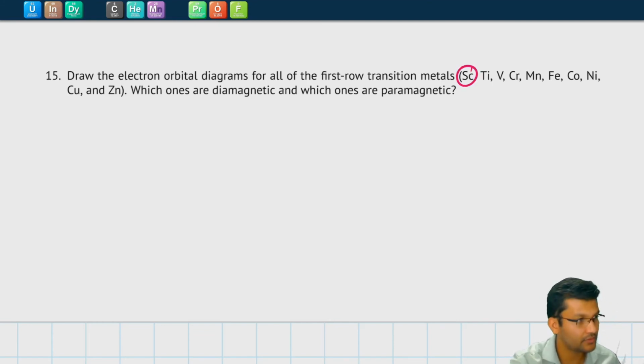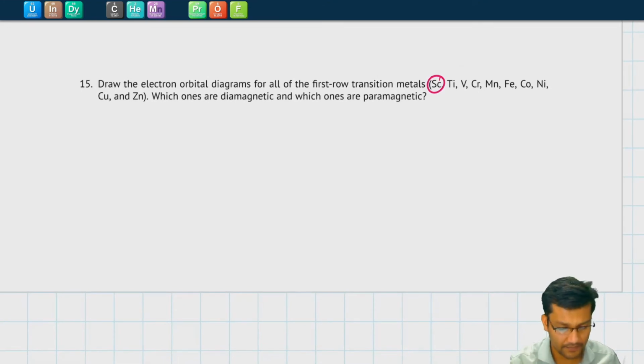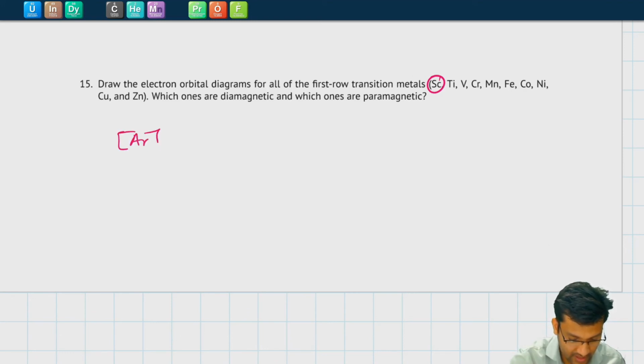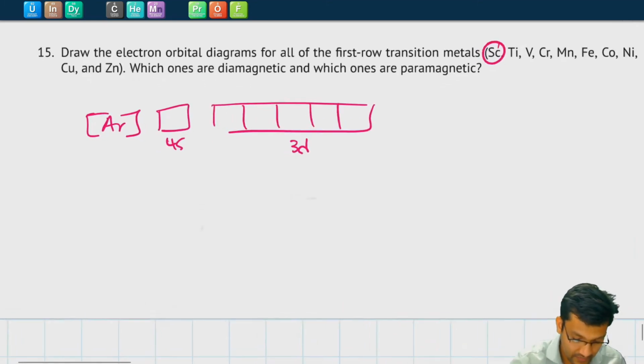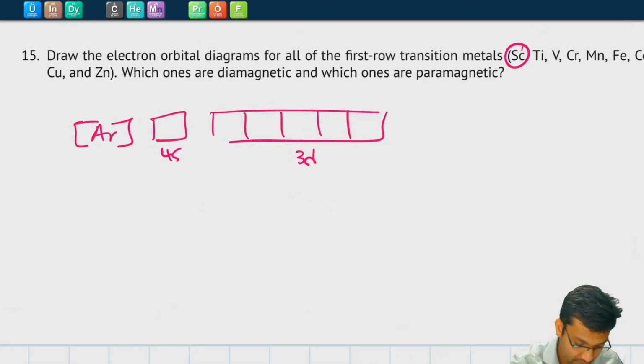I'm going to do scandium. So scandium is a first row transition metal, and so we know that the electron configuration is going to be argon, then 4s, then 3d, and so on. Now scandium has 2 electrons in the 4s and 1 in the 3d.